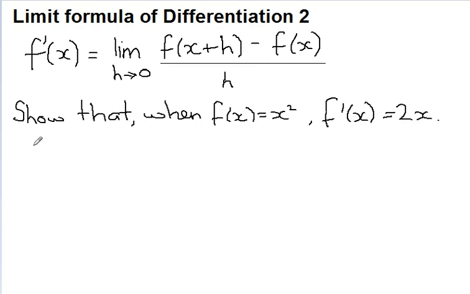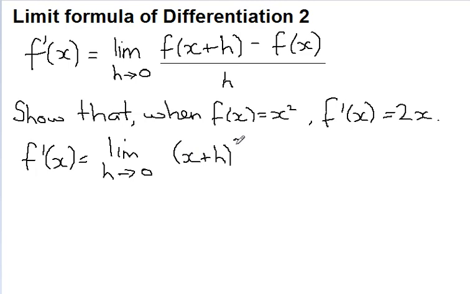So I've got f dash x is the limit as h tends to 0, and we need f of x plus h for this. So instead of x, I'm going to replace the input with x plus h. So that's going to give me x plus h all squared. f of x there is of course just x squared, and that's divided by h.